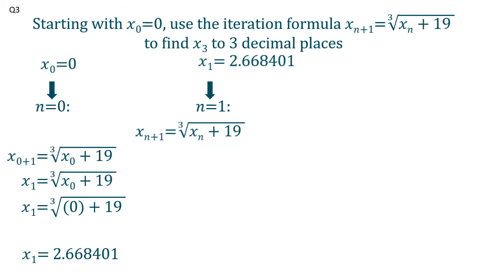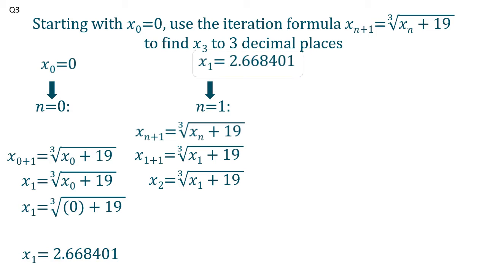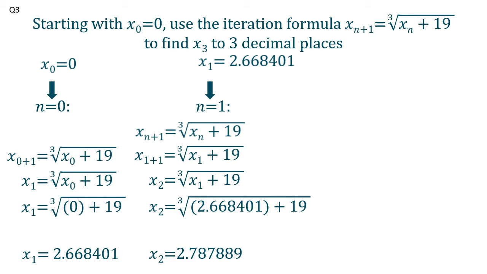Starting again with x1 equals 2.668401, we now use n equals 1. Substitute all the n's for 1 in the iteration formula. We know 1 plus 1 equals 2, so we can see that we're calculating x2. We've already found that x1 equals 2.668401, so we can substitute that in. We can now calculate x2 as 2.787889.